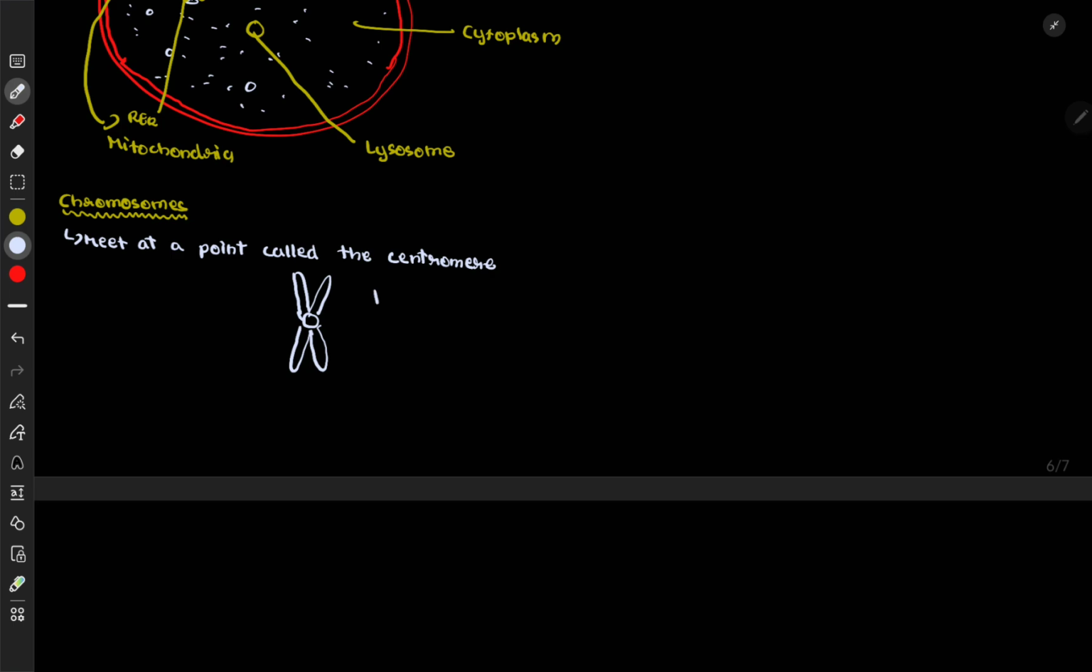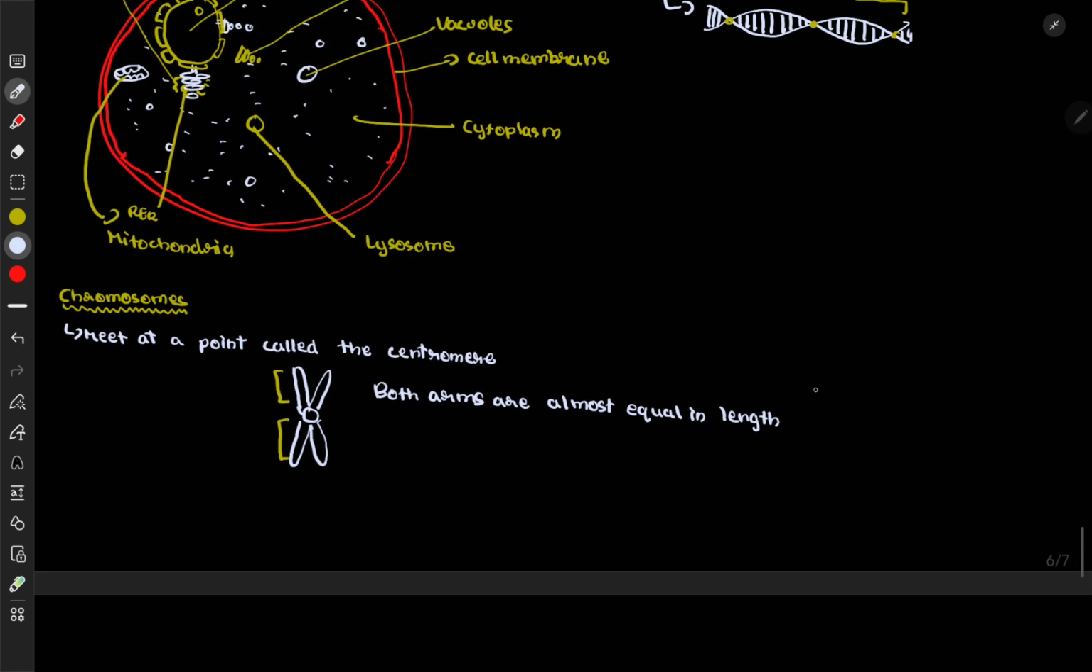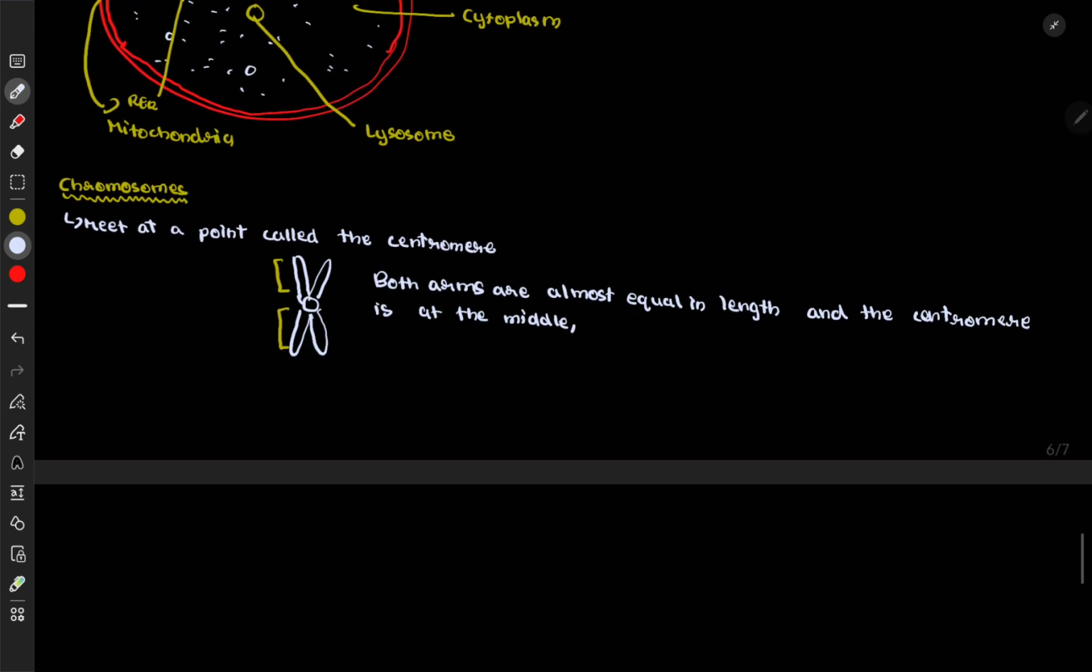Now let's say both arms are almost equal in length and the centromere is at the middle. It's called a metacentric chromosome.